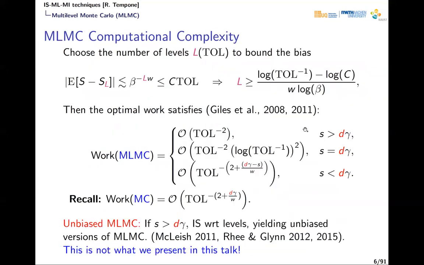the multi-level optimal convergence. And again, depending on whether the strong rate is larger than the exponential growth of the work, well, then we get the optimal case, which is 10 to the minus 2, up to the case where the strong rate of convergence for the variances is less than the exponent for the work. And in that case, you still get something better than Monte Carlo.